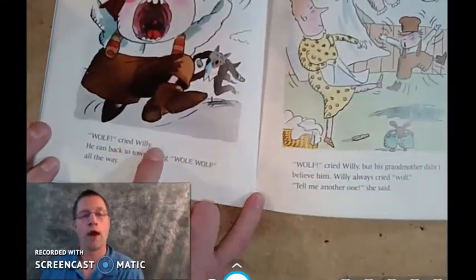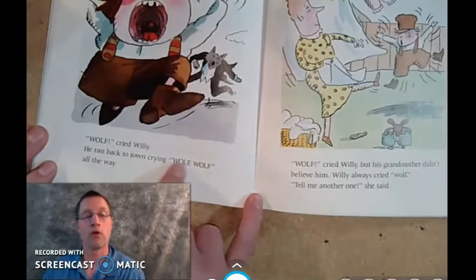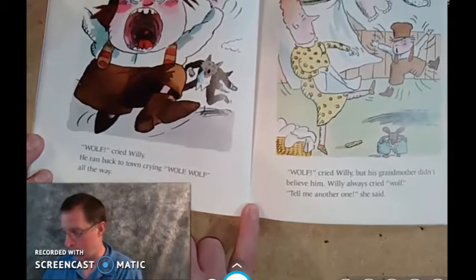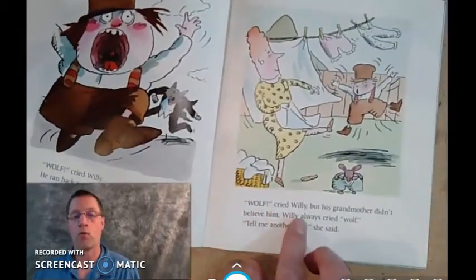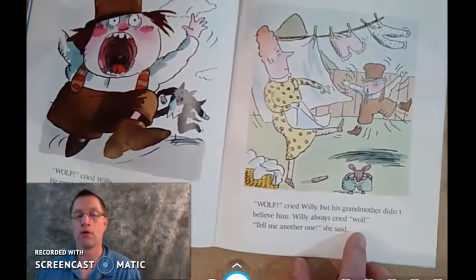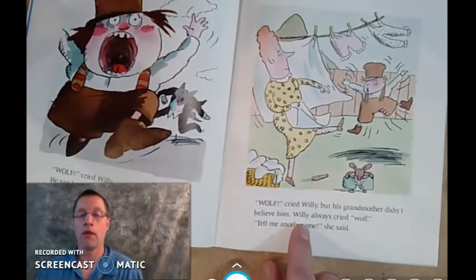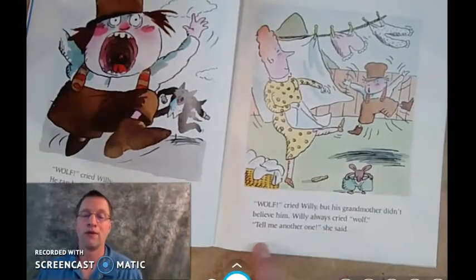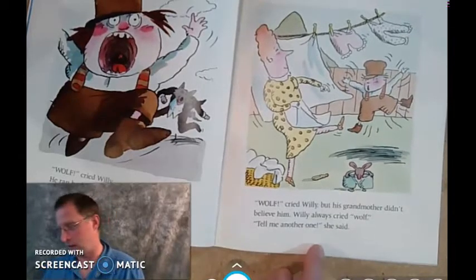"Wolf!" cried Willie, and he ran back to town crying "Wolf, wolf" all the way. "Wolf!" cried Willie, but his grandmother didn't believe him. Willie always cried wolf. "Tell me another one," she said.